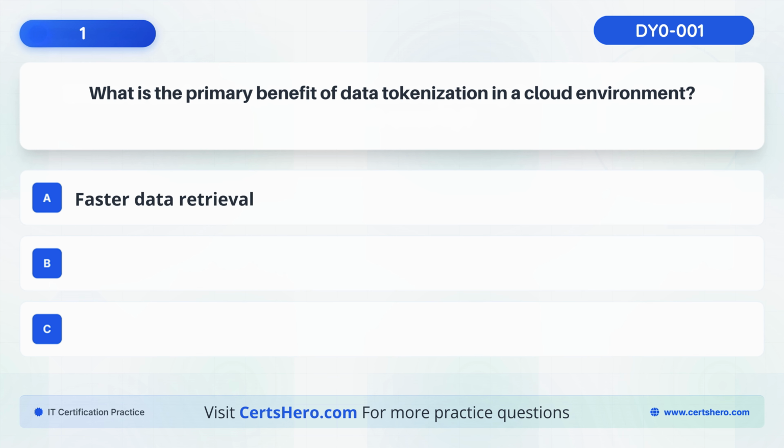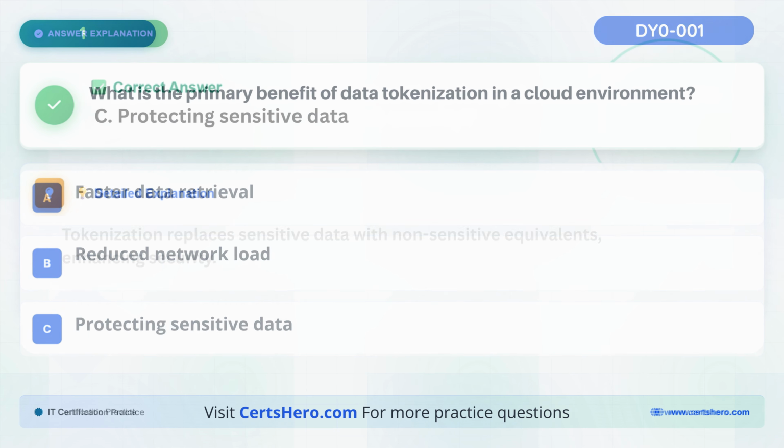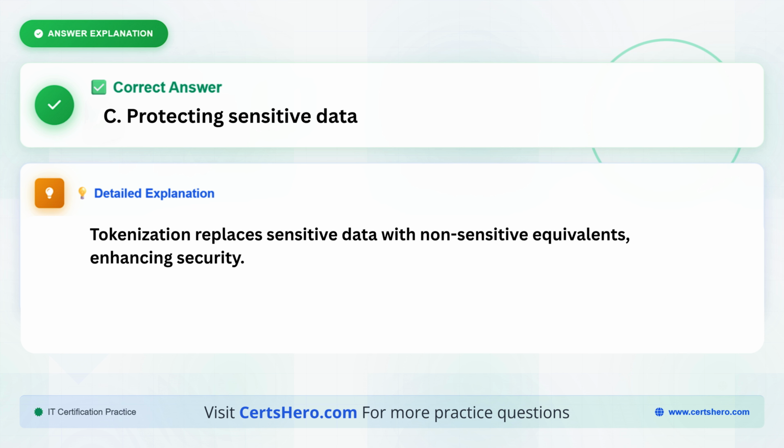A. Faster data retrieval. B. Reduced network load. C. Protecting sensitive data. Correct answer is C. Protecting sensitive data. Tokenization replaces sensitive data with non-sensitive equivalents, enhancing security.